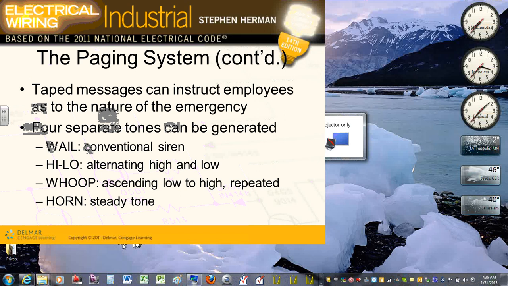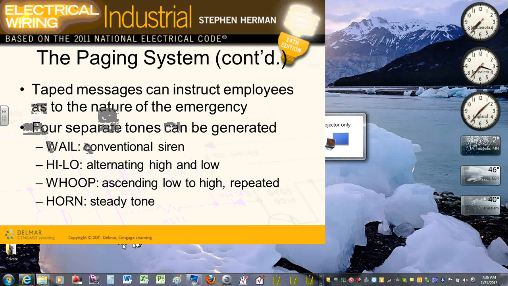Okay, paging system. You can tape messages to instruct employees to the nature of the emergency. You can also use it for emergency, guys. We have a message here that you can use, Mr. Lockout. That's a message that you hear. You typically shut down the light, lock the door, and go under the desks because there's a weirdo with a gun outside. So those are different messages that people communicate through the paging system.